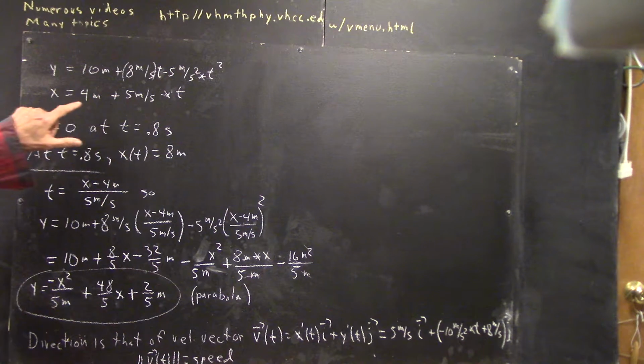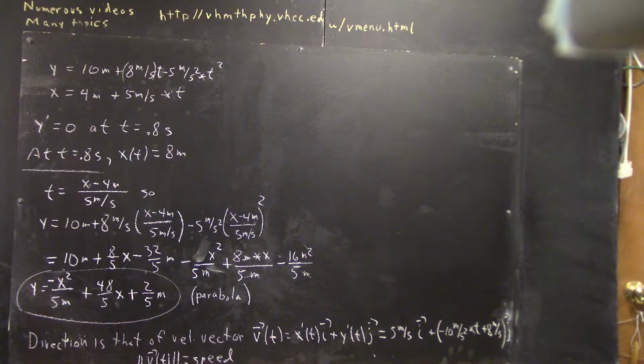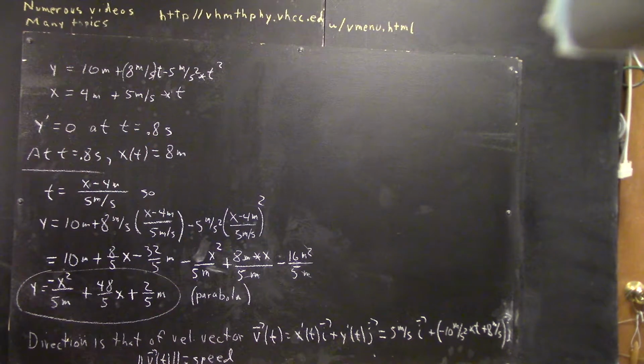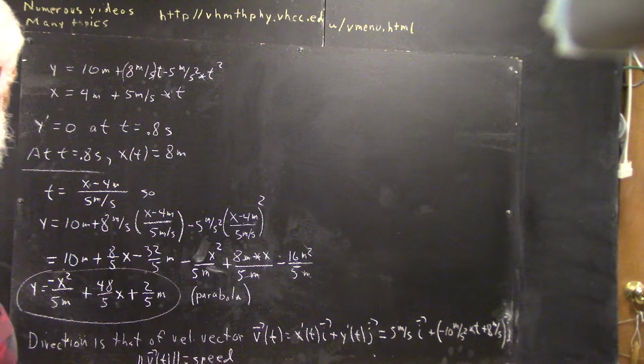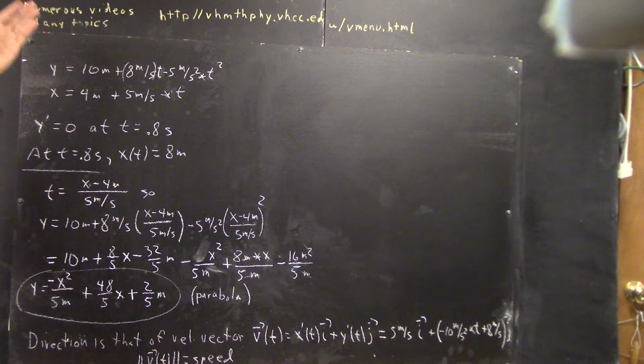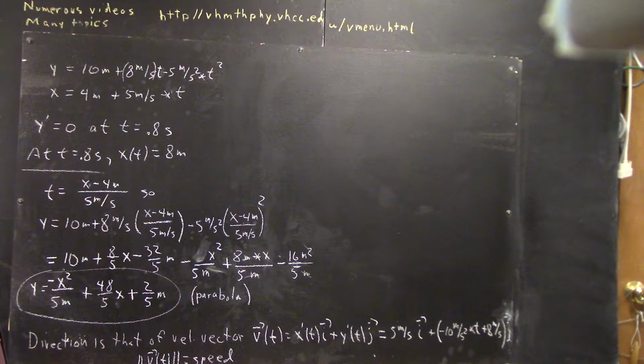Okay, now x is 4 meters plus 5 meters per second times t. And we're told that y reaches its maximum after 8/10 of a second. So y reaches its maximum at t equals 0.8 seconds. What do we determine from this? Well, y is going to reach its maximum when the first derivative is 0. So that means y prime is 0 at t equals 0.8 seconds.